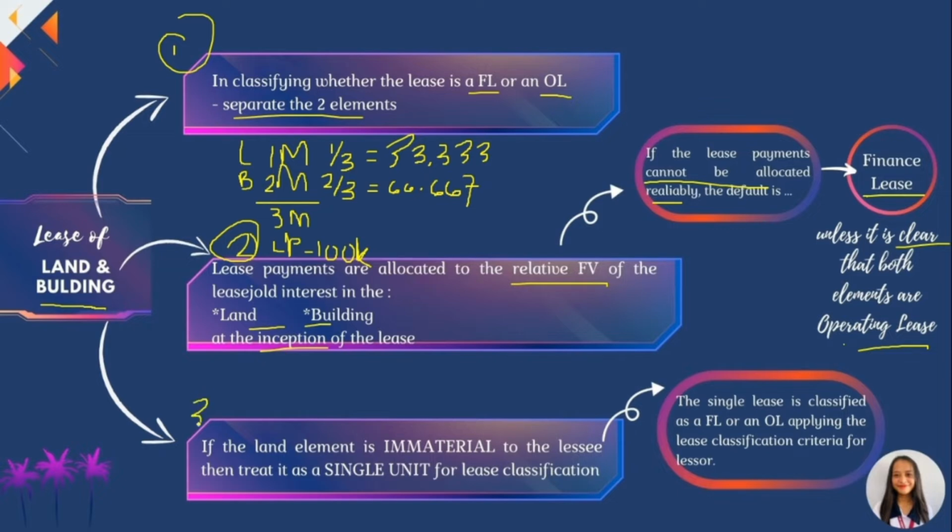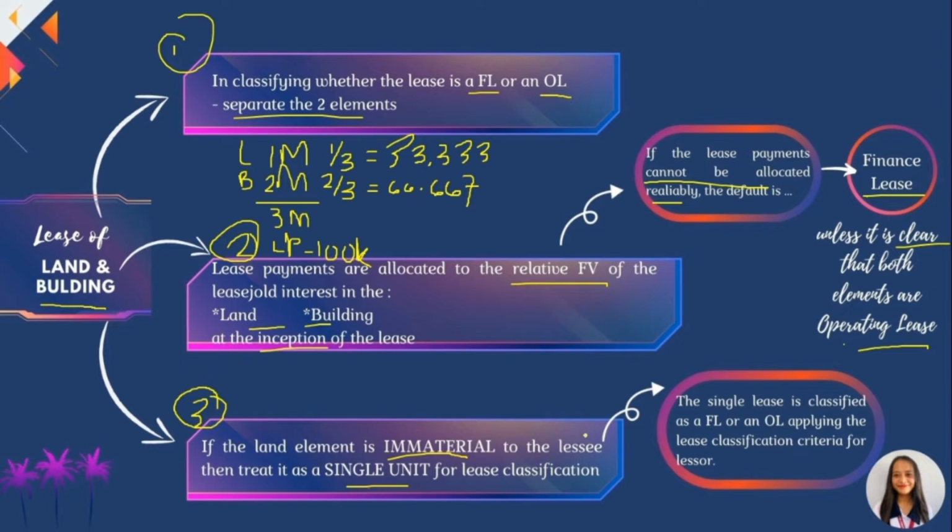Third consideration, if the land element is immaterial to the lessee, then treat it as a single unit for lease classification. If the land is immaterial, meaning its amount is small, when we classify whether it is a finance lease or an operating lease, we will just treat it as a single unit, as land and building. Not two separate elements.